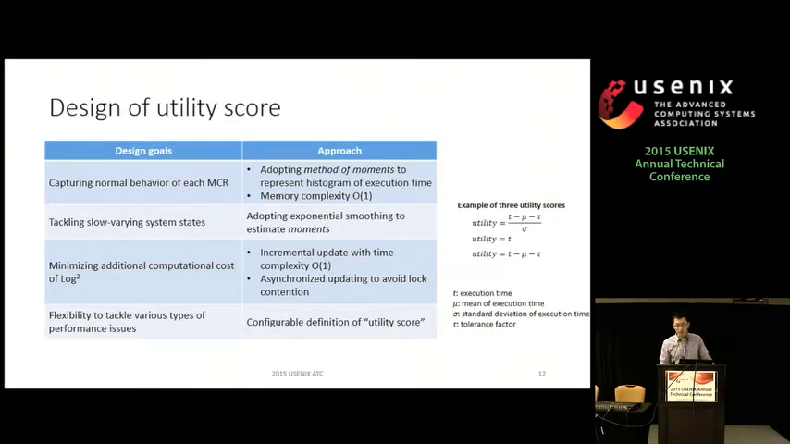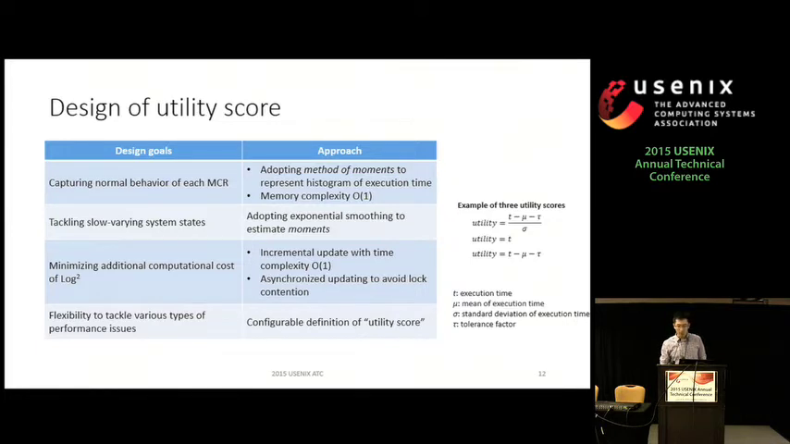Defining a proper utility score is key to the success of the local filter. As stated just now, one essential piece of information for performance diagnosis is the histogram of the execution time for each individual function, which represents its normal behavior. So we adopt the method of moments from the statistical literature to approximate this histogram. Such a method only needs constant memory usage to store the estimated moments.